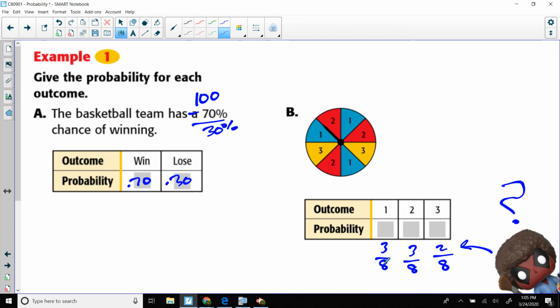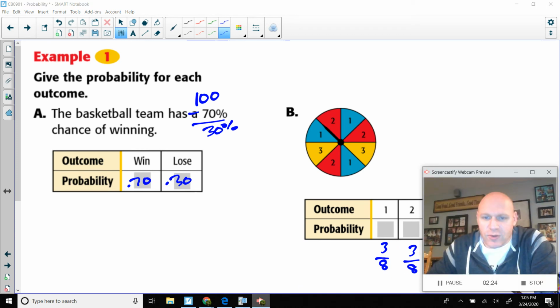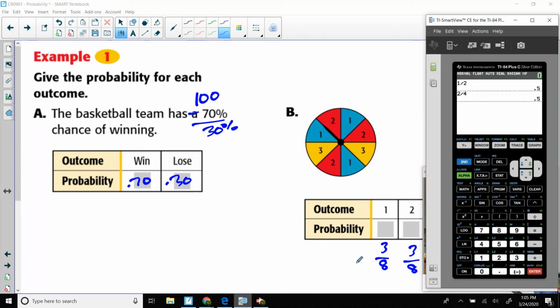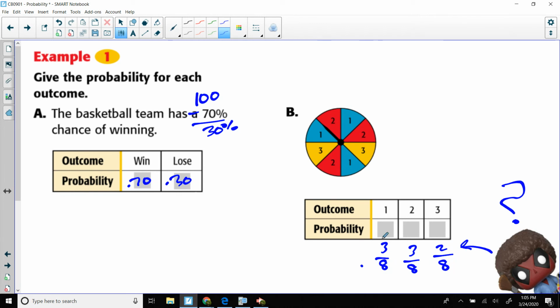We're going to end up putting these in the calculator. So 3 divided by 8, wrong button, 3 divided by 8 is going to give us our 0.375, and then 2 divided by 8 would be a quarter. So 0.375, 0.375, and 0.25. If you add up all those together, what do you get? You get 100%, which is the same as 1.00. Pretty easy stuff.